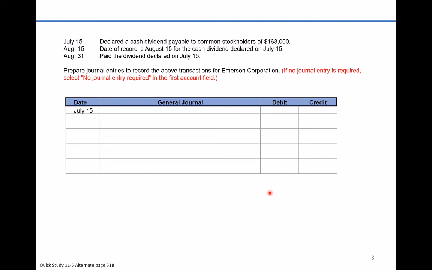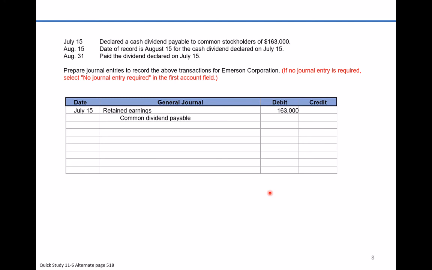So on the date of declaration, July 15th, retained earnings are lowered by the amount of the dividend of $163,000. And to lower retained earnings, we debit retained earnings. Remember, retained earnings are on the right-hand side of the balance sheet, and right-hand accounts have a normal right-hand side balance. To lower something with a right-hand side balance or a credit balance, we give it a left-hand entry or a debit entry. Thus, we debit retained earnings to lower retained earnings.